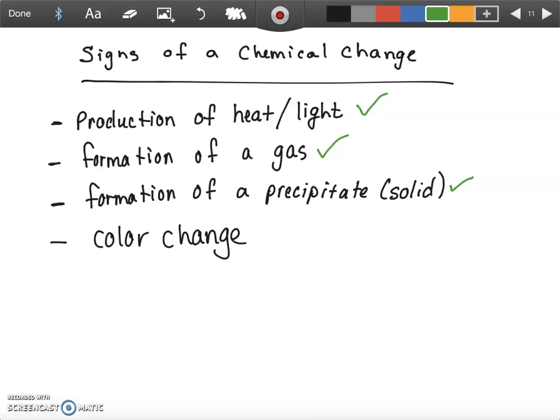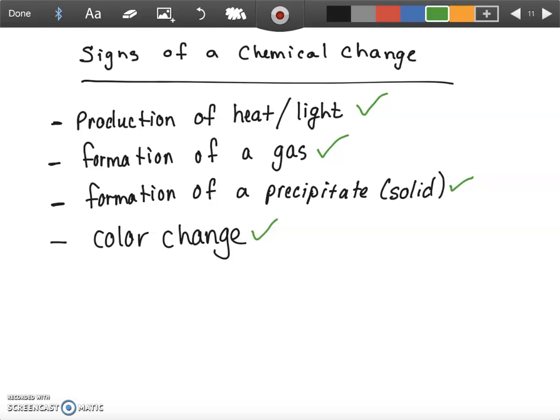Another good indication is a color change. Okay, the rearrangement of atoms and electrons usually results in a different way that the atoms bend and refract light. So we can see a color change there. Good indication of a chemical change.